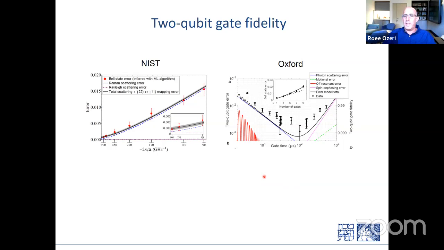To conclude that part, what I'd like to show you again are, as far as I know, the state-of-the-art two-qubit gate fidelities. This is, again, data from the Oxford group, and this is data from the NIST group. Both data sets use Raman lasers, and both report errors which are in the low 10 to the minus 3, so one part per thousand error in two-qubit entanglement gates.